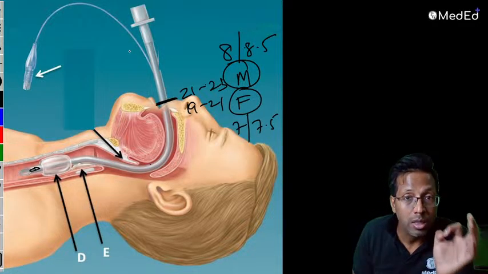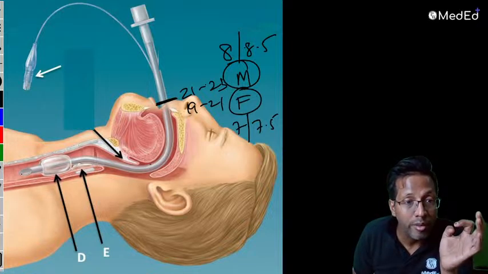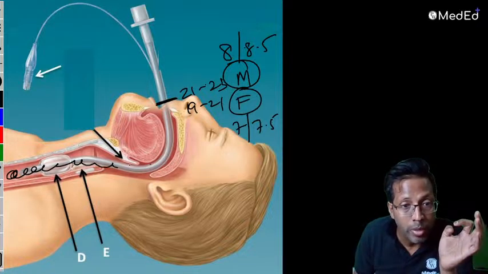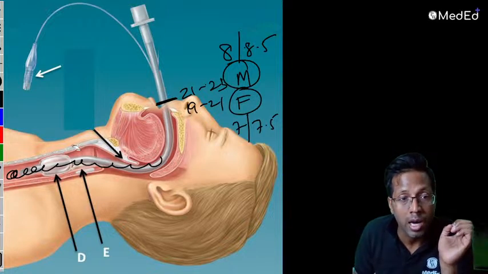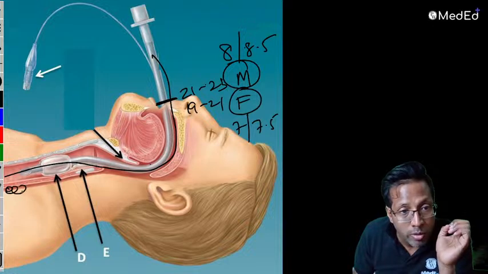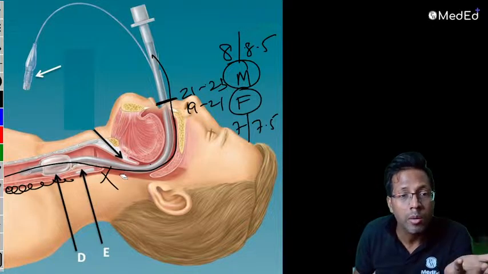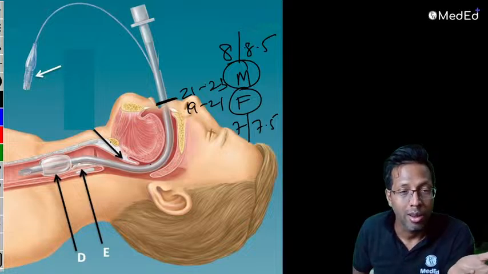Remember, the best method to check intubation correctly is capnography, because carbon dioxide will come out from here, and if you keep a monitor over here that can detect carbon dioxide, it means carbon dioxide is coming from here and not from the esophagus. From the esophagus carbon dioxide will not come, only a burp may come. Carbon dioxide is not going to come in that quantity.